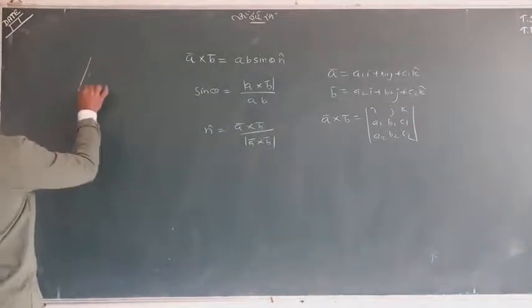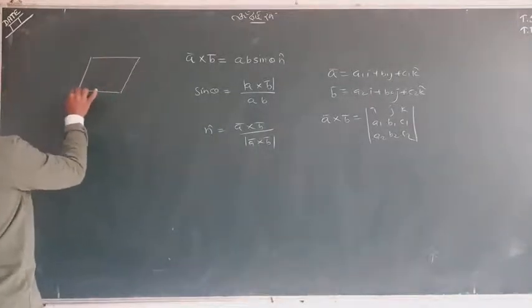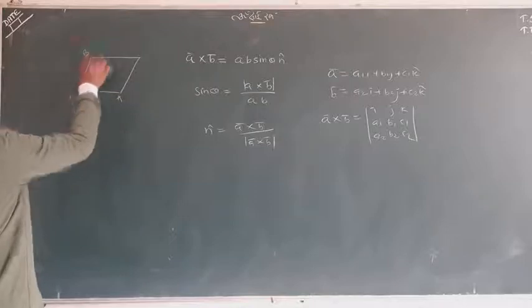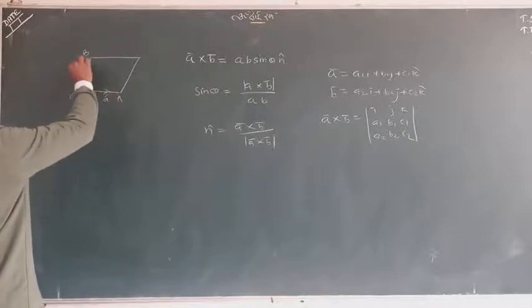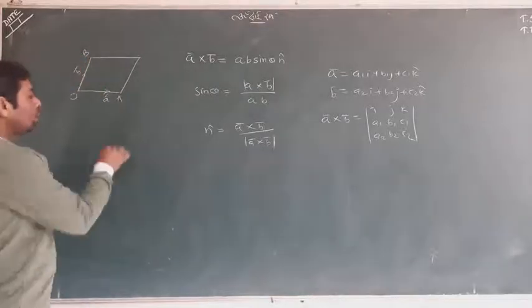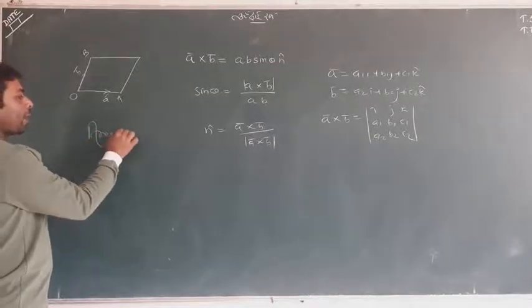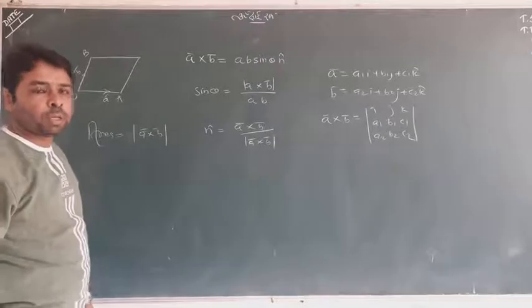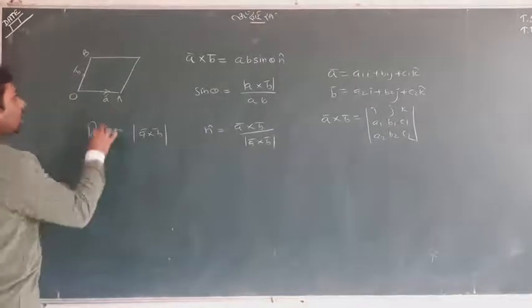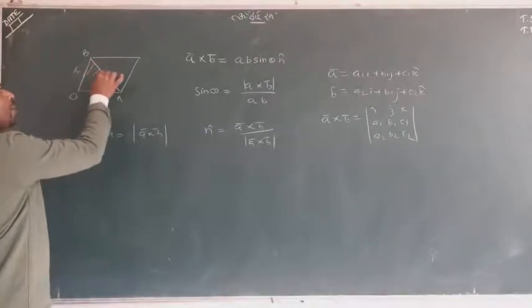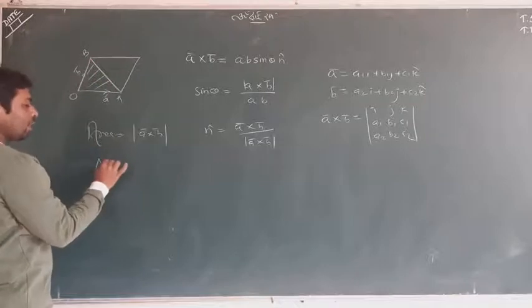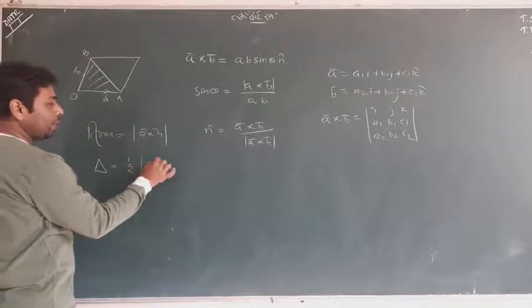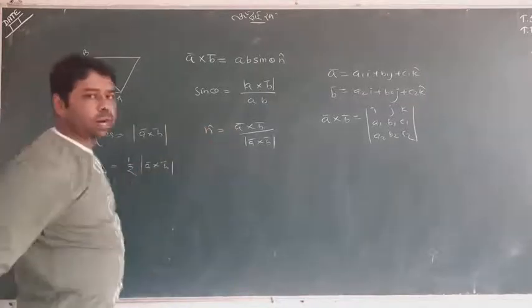Moreover, I taught you about the area of a parallelogram when two consecutive sides are given as vectors. The area of the parallelogram is mod of A cross B. If we divide it into two parts, it is going to be a triangle, so the area of the triangle will be half of mod A cross B. So that is all we studied yesterday.